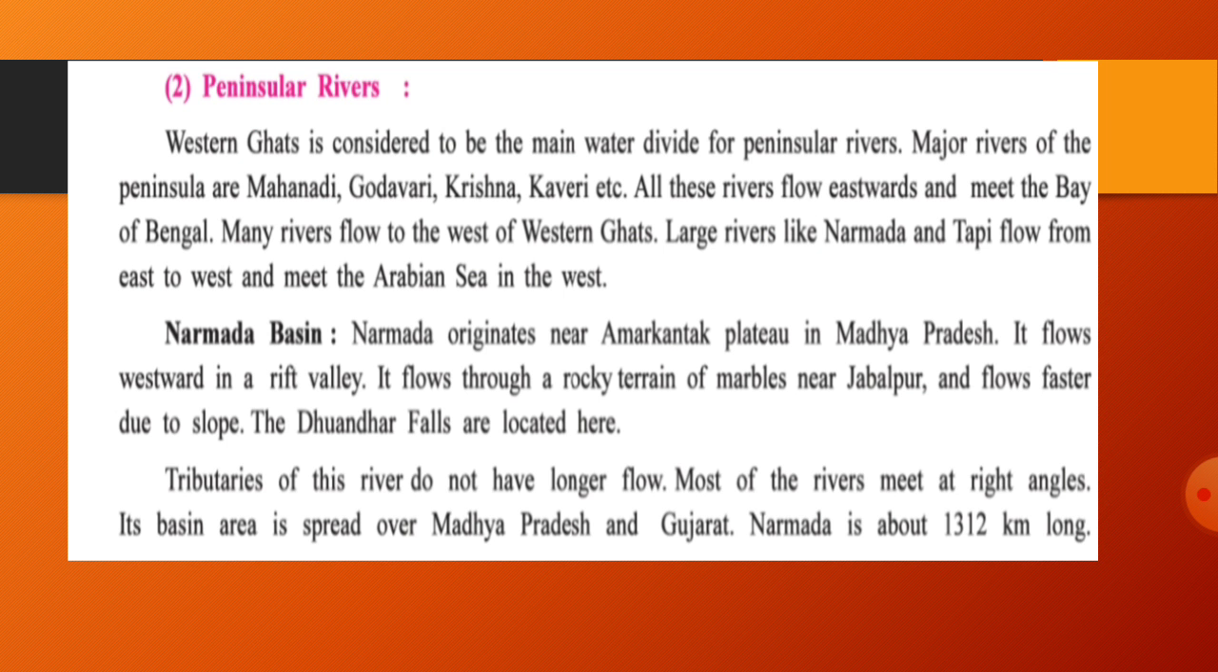Now we will discuss the Narmada Basin. Narmada originates near the Amarkantak Plateau in Madhya Pradesh, and it flows westward in a rift valley. It flows through a rocky terrain of marble near Jabalpur, and flows faster due to the slope, and there are waterfalls. They are located here. Tributaries of this river do not have a long flow, and most of them meet the river at a right angle. Its basin area is spread over Madhya Pradesh and Gujarat.